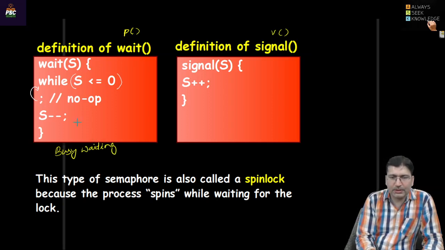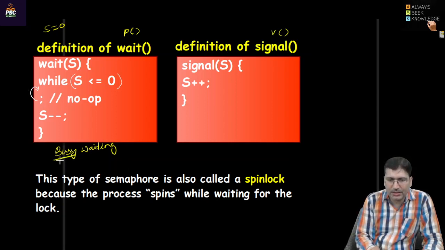Because when a process starts executing this wait operation on any semaphore variable, and let's say s has value 0, this condition is true, and this loop will continue executing. So the process will not be able to do anything fruitful; again and again it will check the same condition. So the process is consuming CPU cycles without doing any fruitful work. So that is busy waiting.